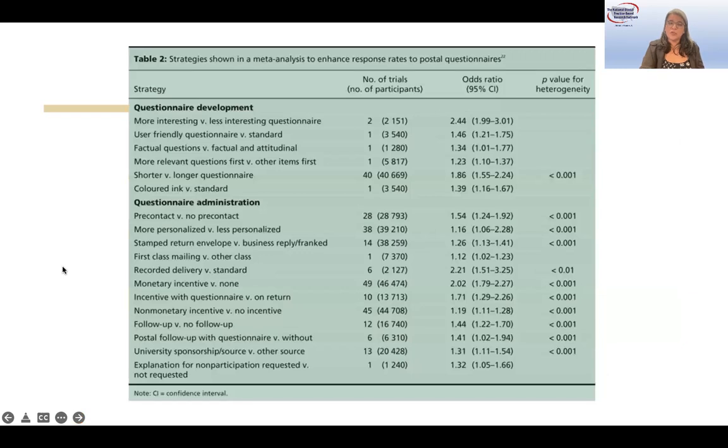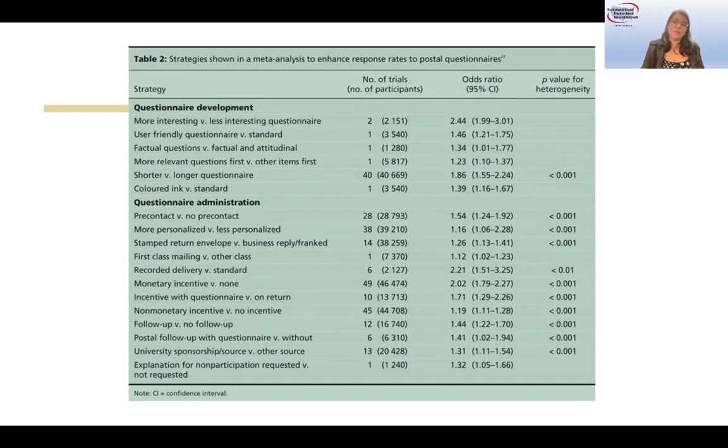There are different things you can do to increase your response rates. Here is an example of how to increase response rates of postal questionnaires. This is a systematic review that looked at randomized control trials that compared different things that you could do when you are developing your questionnaire or giving out your questionnaire. And you can see here some are very obvious, like, for example, a shorter questionnaire has increased response rates compared to a longer questionnaire. But one that I really like is to put the more interesting questions in the beginning of the survey instead of leaving them to the end.